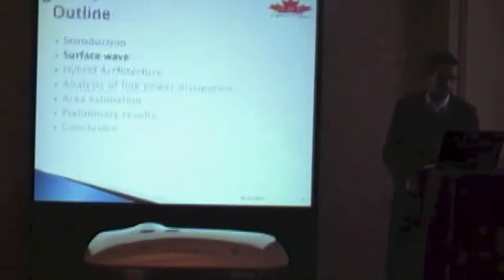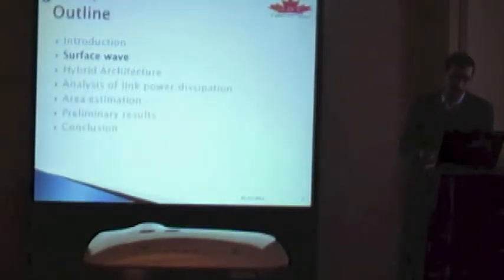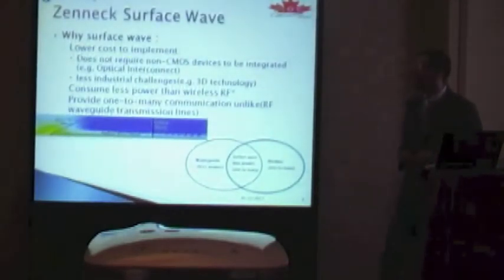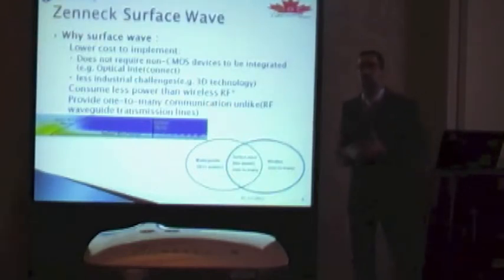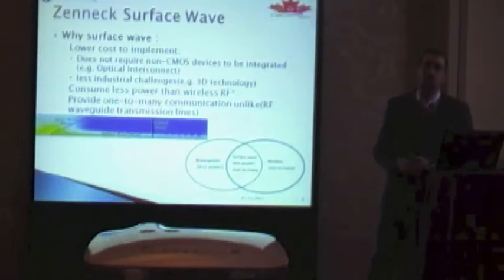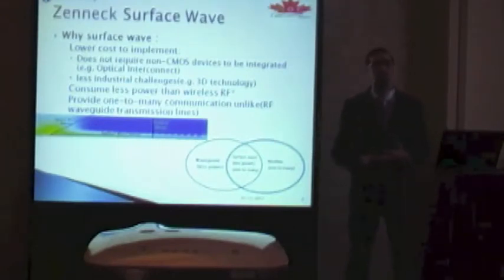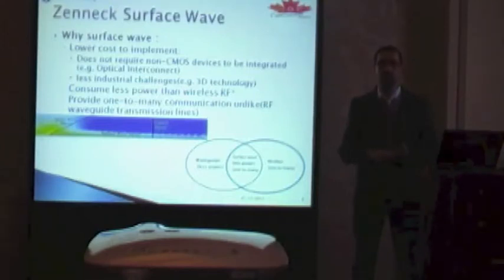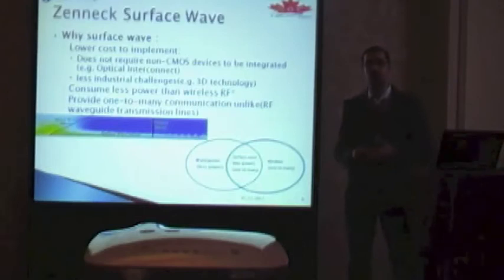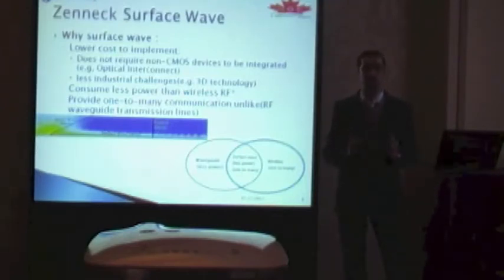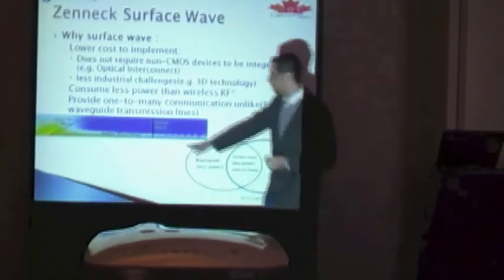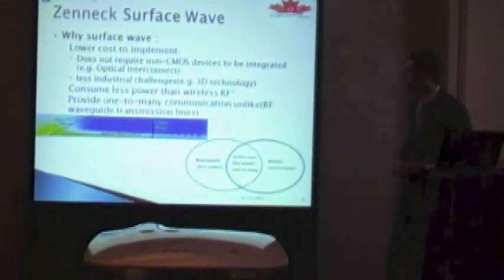Here comes the surface wave. So why surface wave from all the rest of the alternative fabrics? Well, let me first say what a surface wave interconnect is. A surface wave is an electromagnetic signal that propagates at the interface between two different media, and the surface is corrugated, with its dimensions specifically designed to achieve a specific impedance. So this electromagnetic wave will propagate, as we can see here in the figure, smoothly with a low power dissipation.